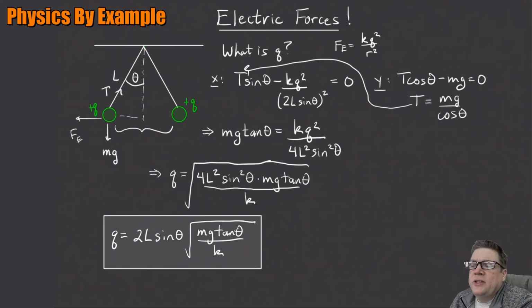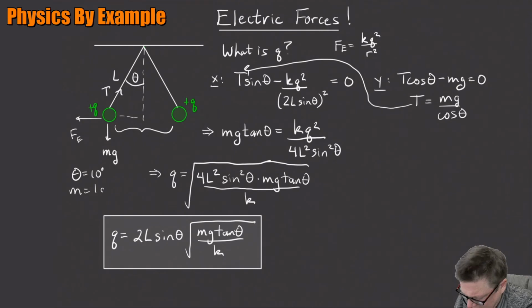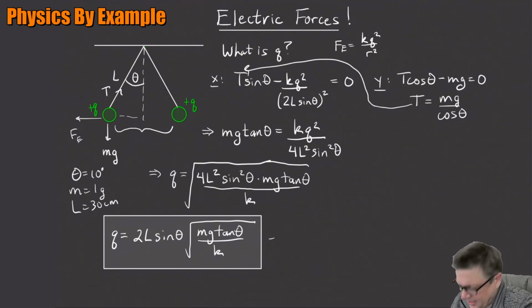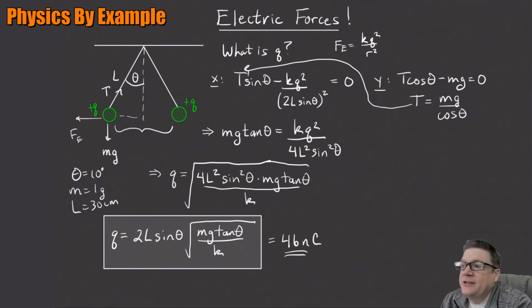Let's put some numbers in just to see what kind of thing we would get. Let's suppose, I think what I used is 10 degrees for theta, and I think I used the mass as 1 gram. So these are just little tiny charges. And L is 30 centimeters, 0.3 meters. So that's all we need to know: the length of the string, the angle, and the mass. If you put all this stuff in, you wind up getting something that doesn't sound too crazy: each of these little masses has a charge of 46 nanocoulombs.